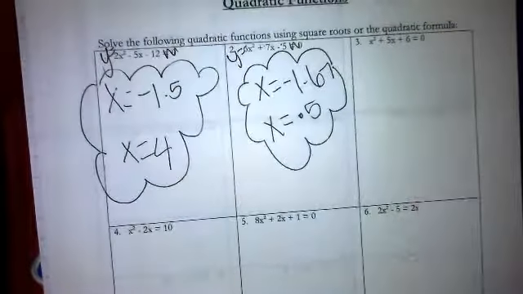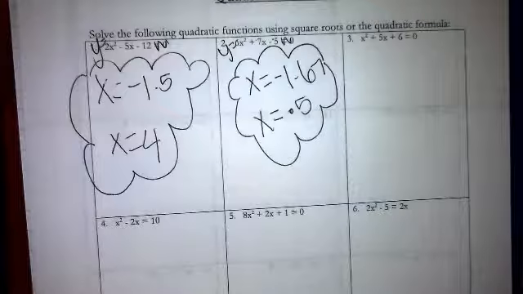Try number 3. If we can get number 3, I'm going to come around and check it. If I check yours and you're good to go, then you can continue practicing on this page. Okay?